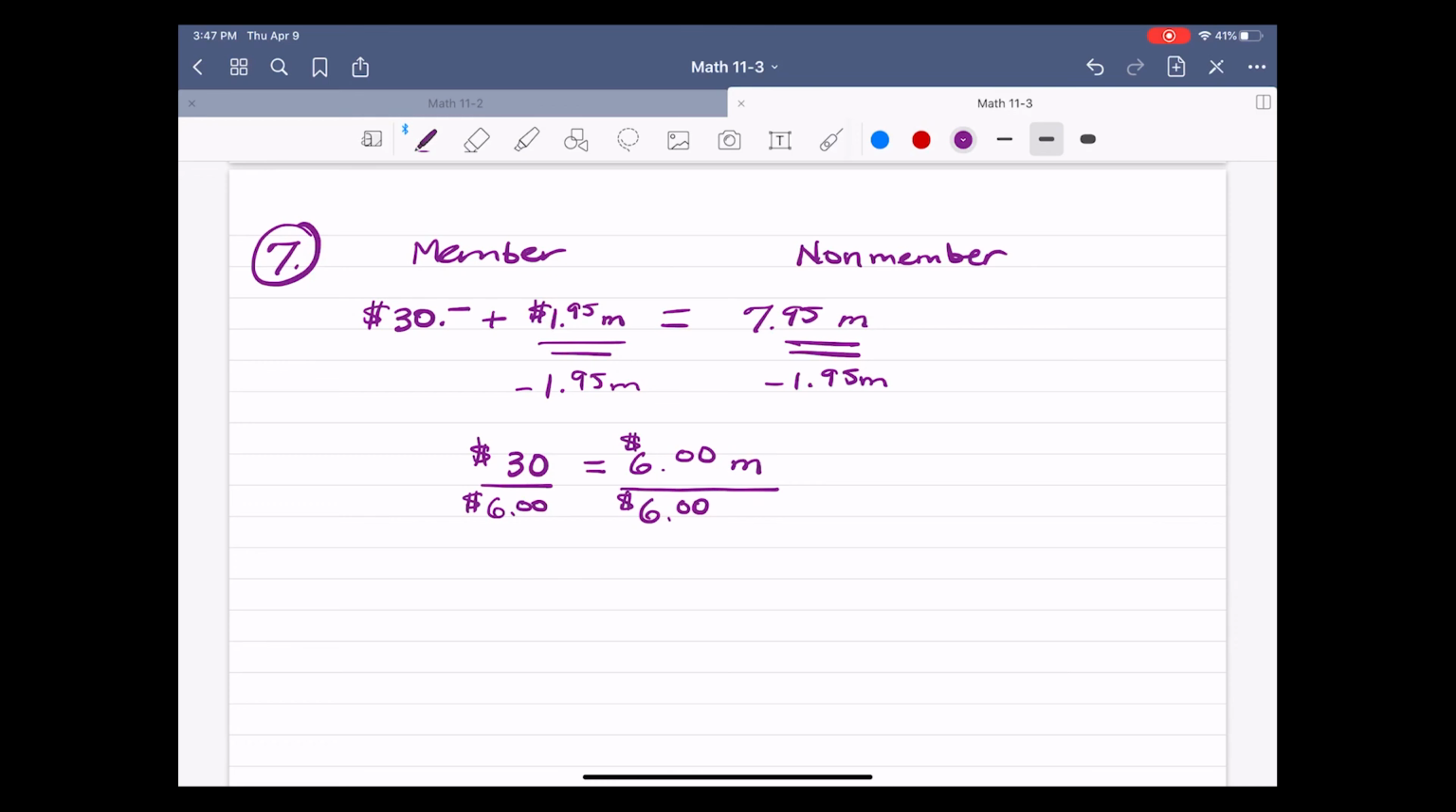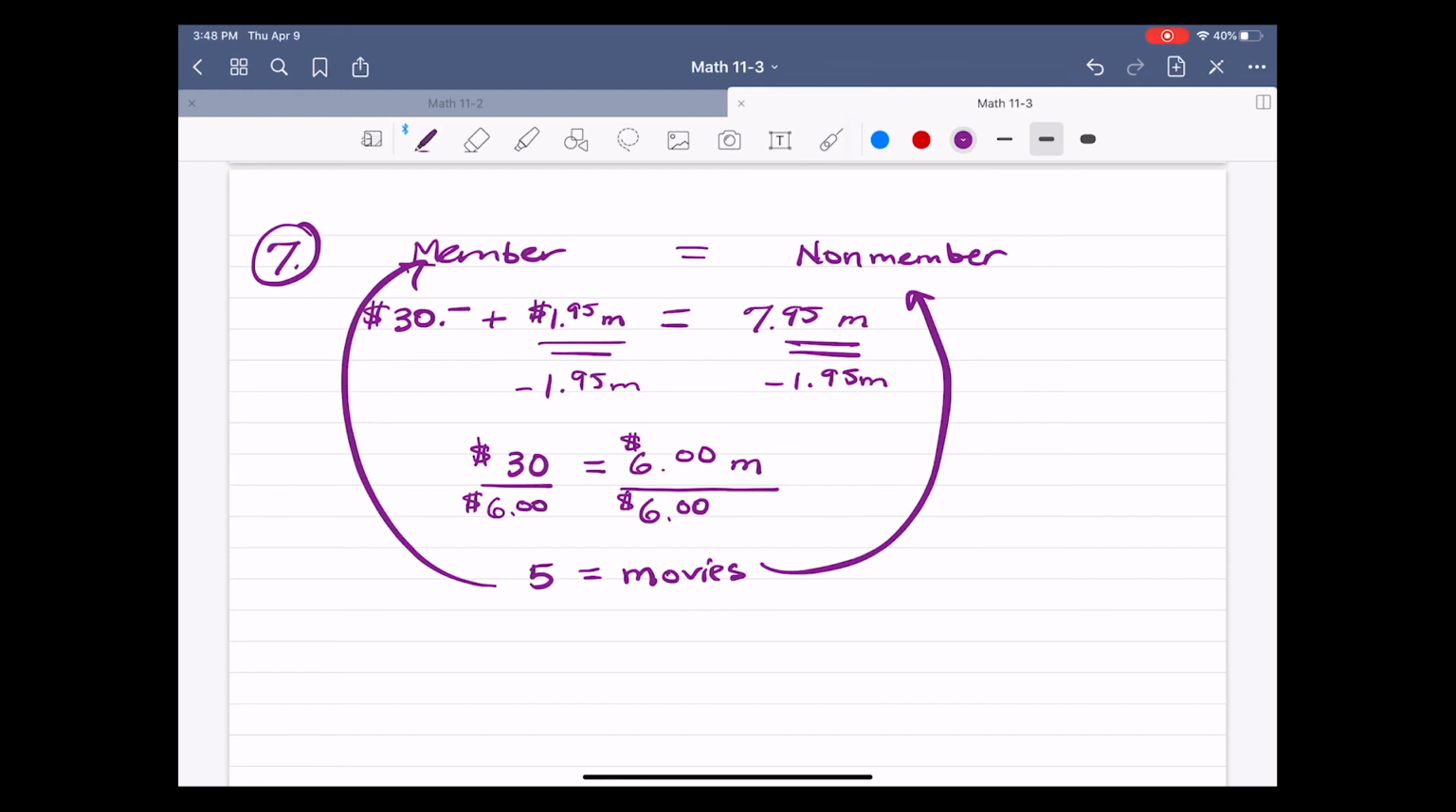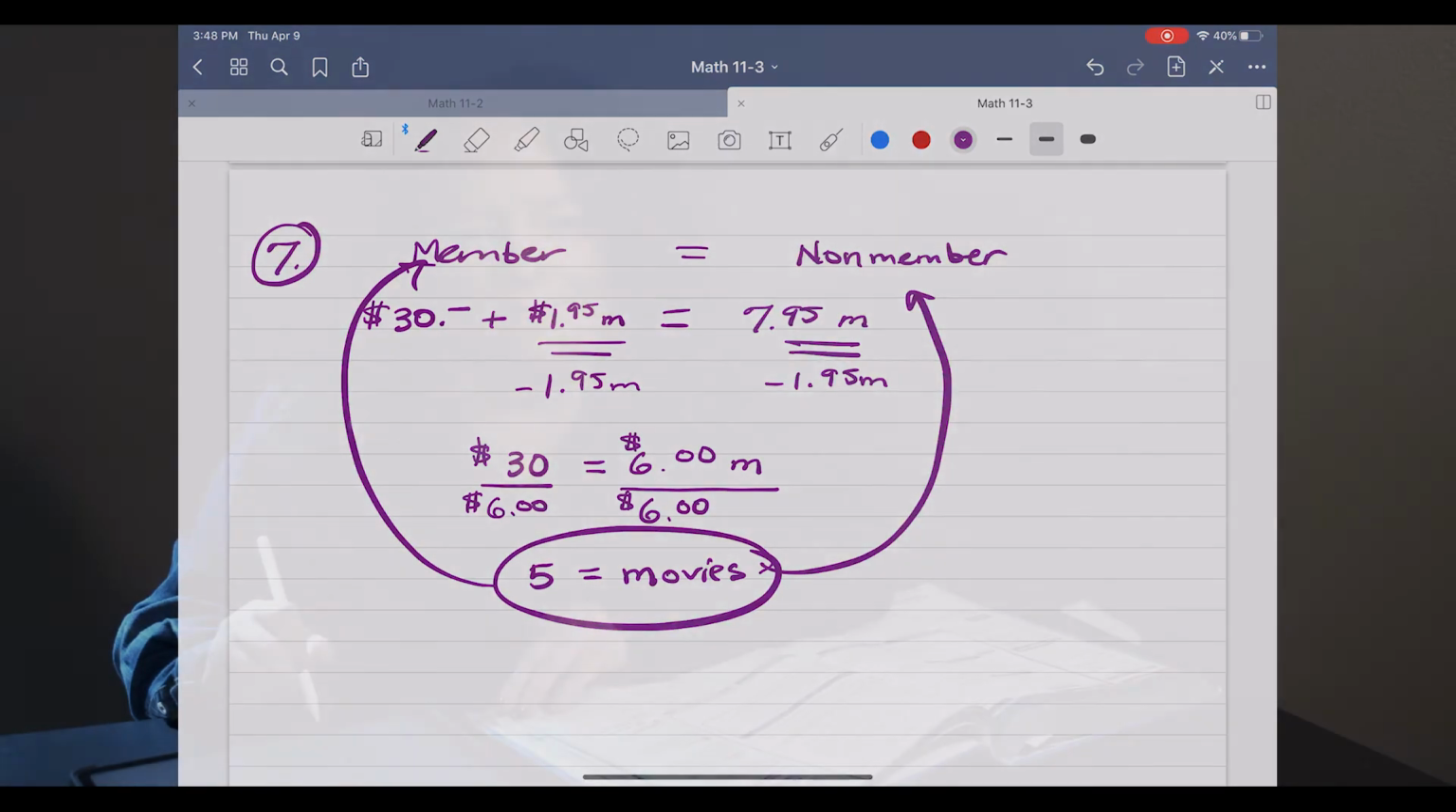$30 divided by $6, I can watch 5 movies as a member or 5 movies as a non-member, and both will pay the same price. So your answer is 5 movies.